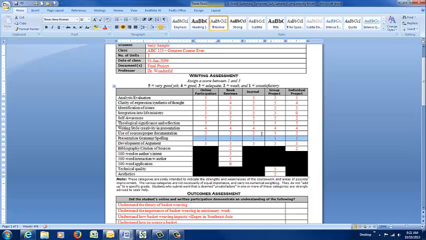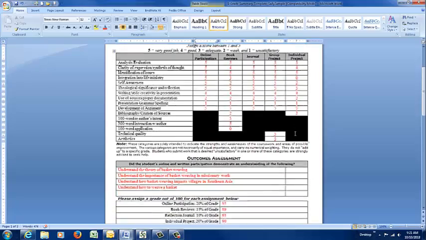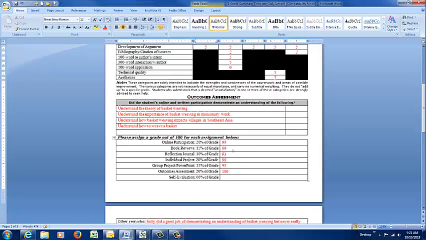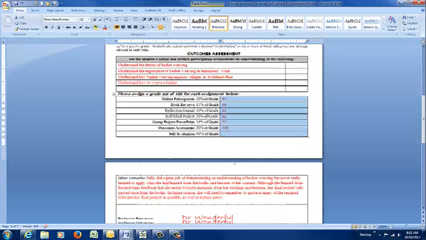Now, this isn't added up. In other words, you're not going to calculate a total grade based on these numbers. These numbers are to give the student an idea of where they were strong and where they were weak. But the final grades are going to be down in this section for each area. And this is where the outcomes assessment is, and where the final grades are, and then final comments.